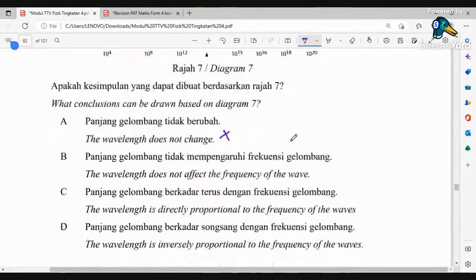Okay, frequency increase. The wavelength does not affect frequency, wrong, because as we know, frequency and wavelength is inversely proportional. The wavelength is directly proportional to frequency, also wrong. The wavelength inversely proportional to frequency. Okay, so the answer is D, donkey.